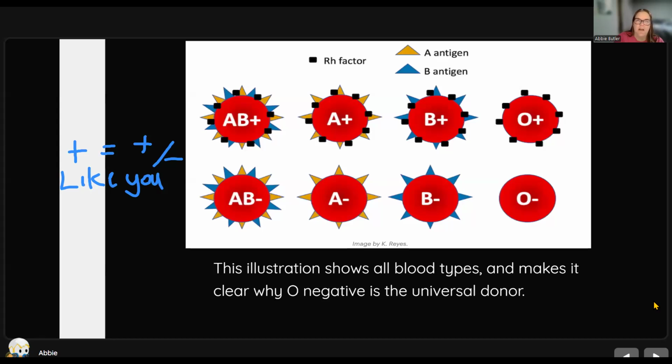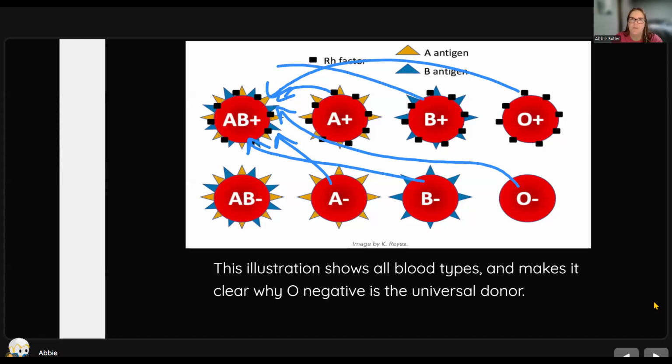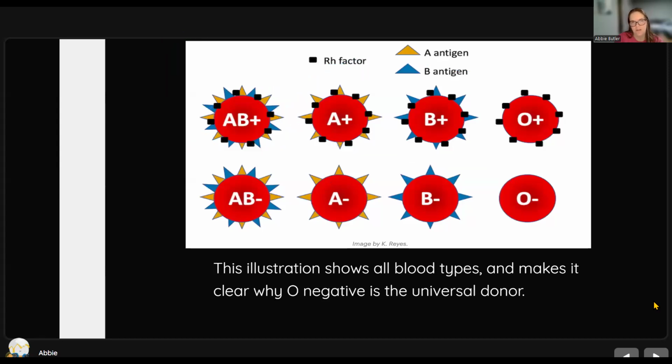For example, AB positive people have A antigens and B antigens and the Rh antigens. They can accept people who have just the A antigens or just the B antigens or no antigens or just the Rh antigens. They can accept the A and the Rh, the B and the Rh, or just AB antigens. They can accept themselves as well. That's why they're a universal acceptor. They can accept everybody because they have all these surface proteins.